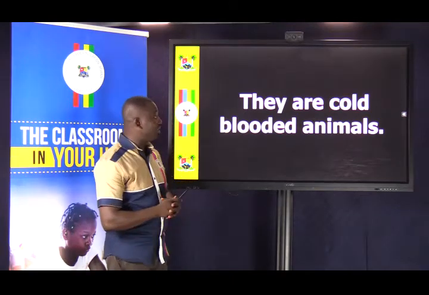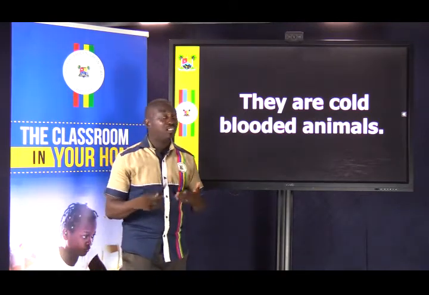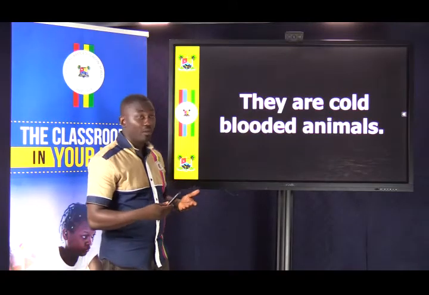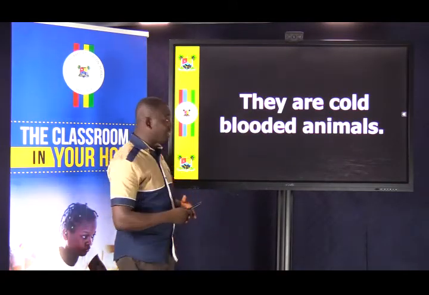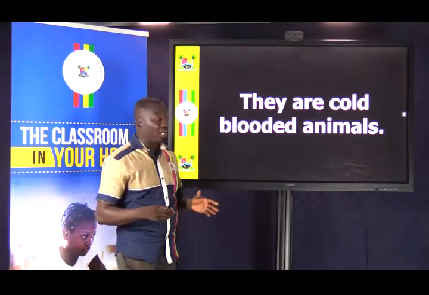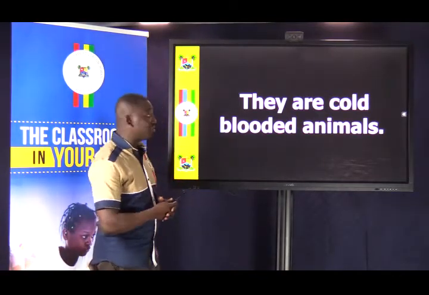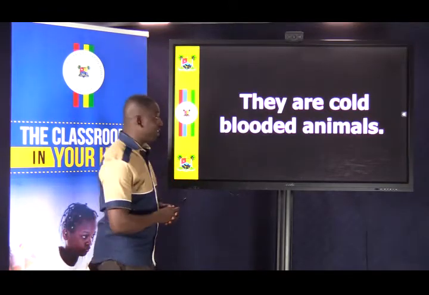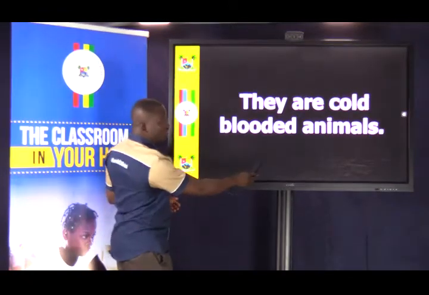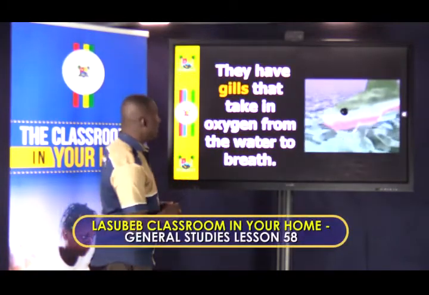When we say they are cold-blooded animals, it means that they cannot regulate their body temperature. Unlike human beings like us, our body regulates itself. But for fish, they cannot. Their bodies cannot regulate itself. So whenever they are outside of water, they die. All right? So fish are cold-blooded animals.